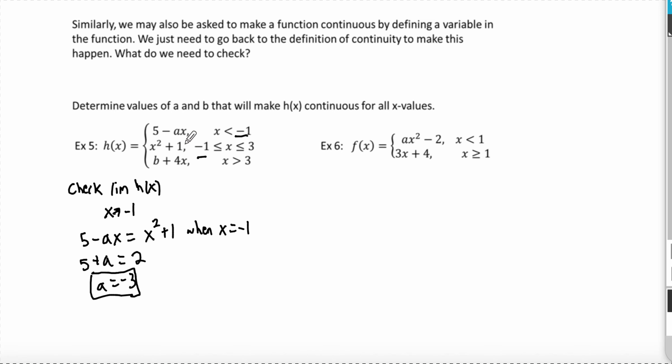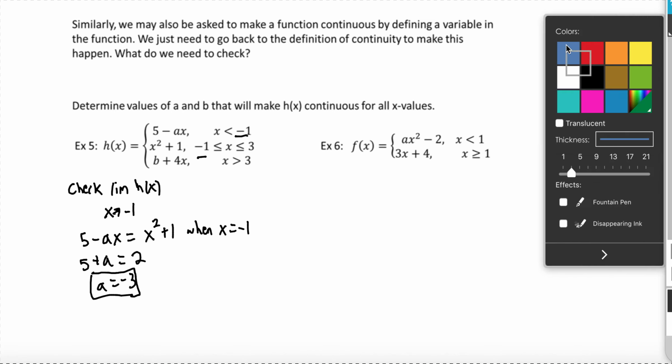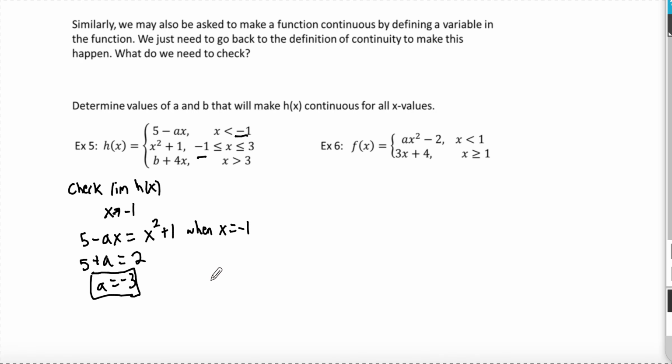For the limit to exist, I need to make sure these two branches are going to be equal. So are the two branches across x equals 3 going to be equal? Well, that'd be x squared plus 1. Is it going to be equal to b plus 4x at x equals 3? Let me plug in 3. 3 squared plus 1 is 10, and we want it to be equal to b plus 12 if the limit is going to exist, right? In this case, we are checking the limit as x approaches 3 of h of x.